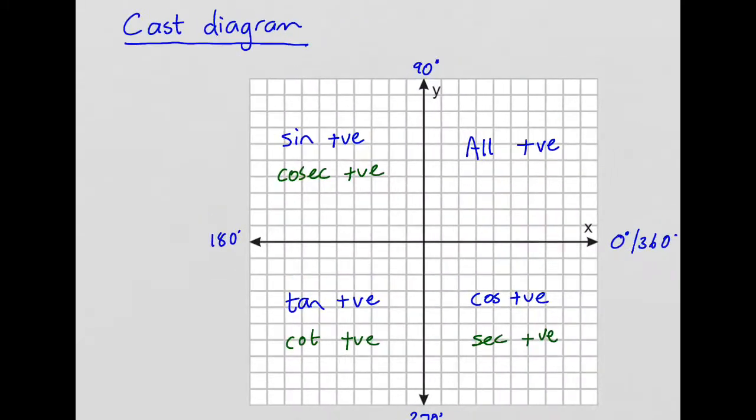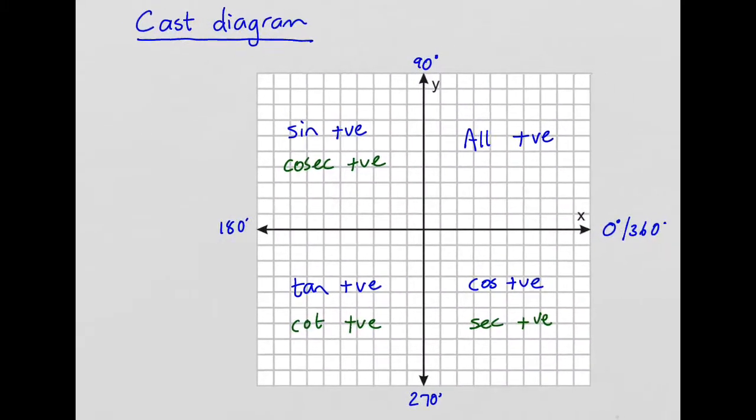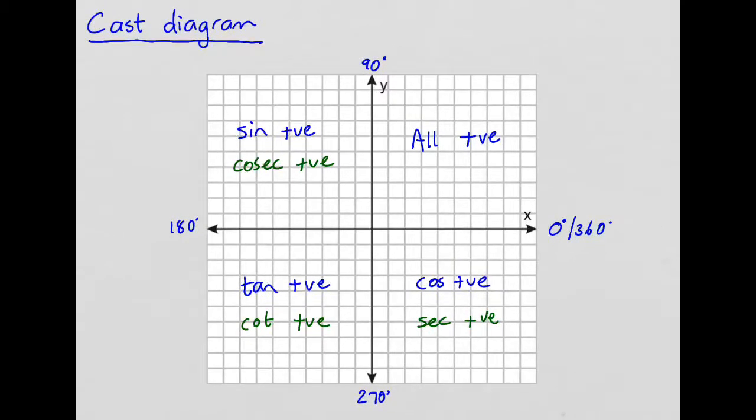Okay, the next thing to remind you of, in the cast diagram, you already know from cast the cos, all, sine, and tan are positive in their respective quadrants, but it also goes for their reciprocal functions. So the reciprocal of sine is cosec, so that's also positive in quadrant 2. The reciprocal of tan is cotangent or cot, that's positive in quadrant 3, and cos's reciprocal sec is positive in quadrant 4.